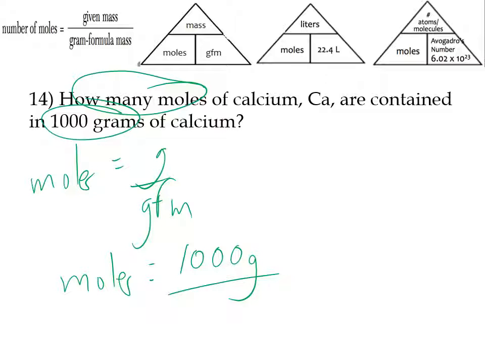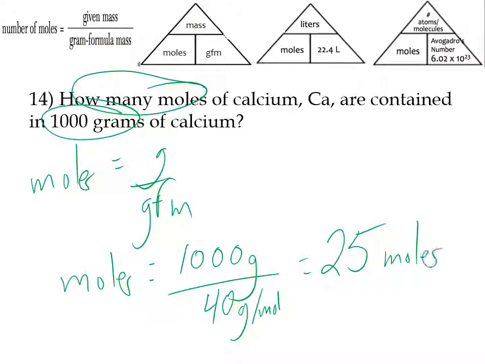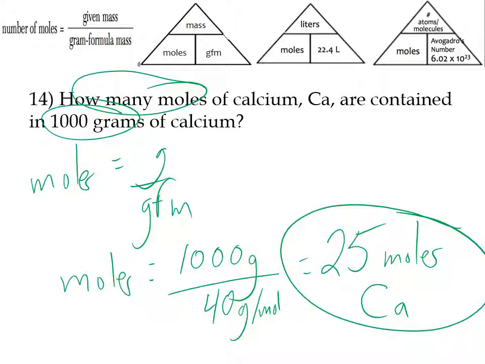I'm going to look at my reference table, and it tells me that if we round it, it is 40 grams per mole of calcium metal. So I'm going to do 1,000 divided by 40, and that tells me I have 25 moles of calcium. Each mole weighs 40. If I have 1,000, that accounts for 25. So 25 moles of calcium in my sample, and we are done.